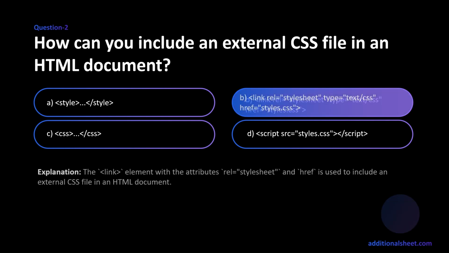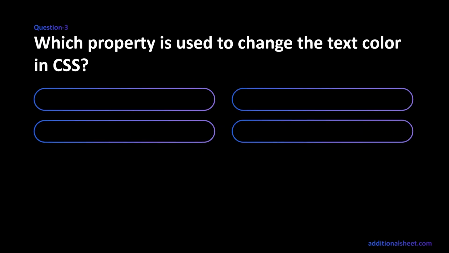The correct answer is option B. The link element with the attributes rel equals stylesheet and href is used to include an external CSS file in an HTML document. Q3. Which property is used to change the text color in CSS?